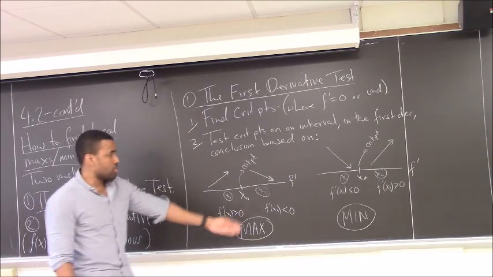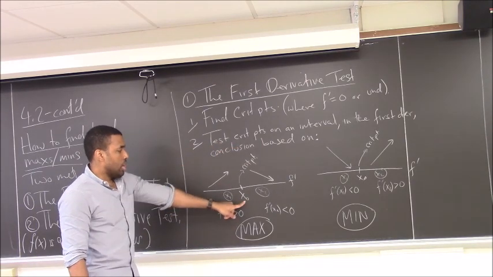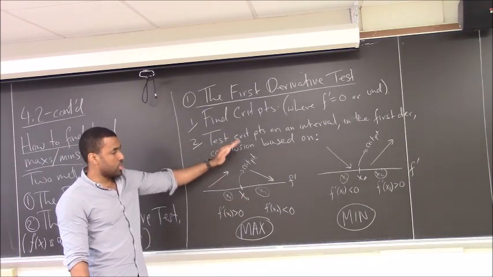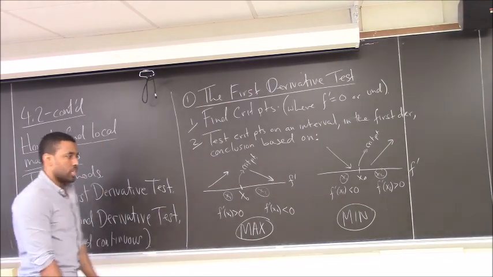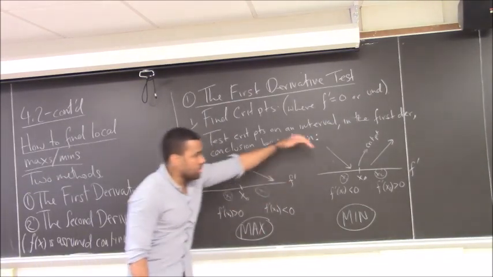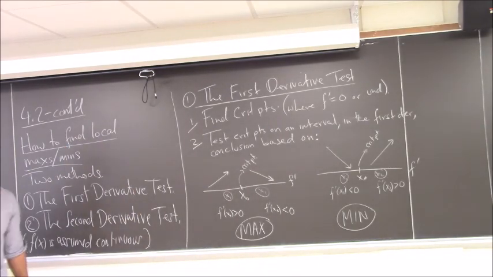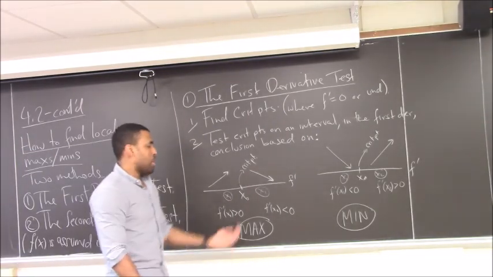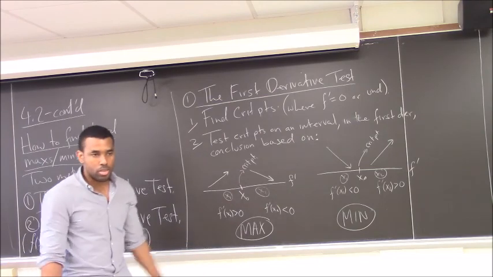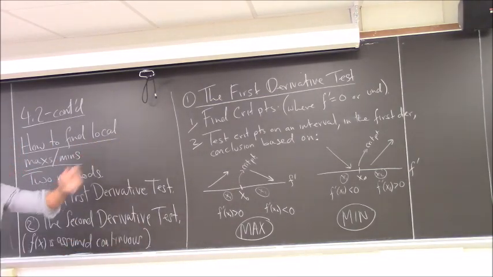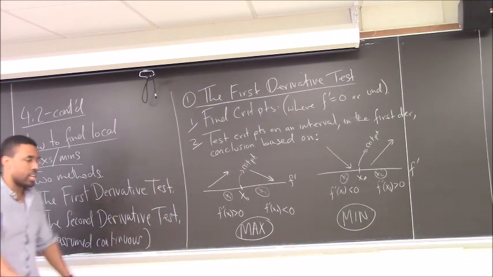So a max occurs if your function is continuous, and at the critical point, you're increasing on the left, decreasing on the right. That gives you a maximum. Minimum is if you're decreasing, then increasing, and in all other situations, it's neither. Unless possibly if it's on an endpoint, but it's never going to be on an endpoint. Usually when we're considering this, we're talking about the entire real line.